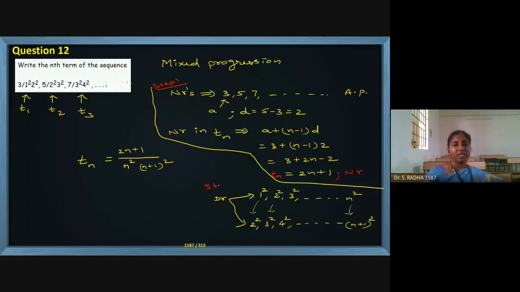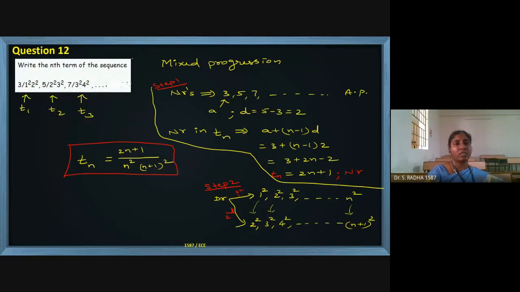Step 2, we are analyzing the denominator. In the denominator, we have a first factor and a second factor. The first factor, we got n square in the nth term. The second factor, we got n plus 1 whole square. Substitute all that. This is the nth term in the given mixed progression model.